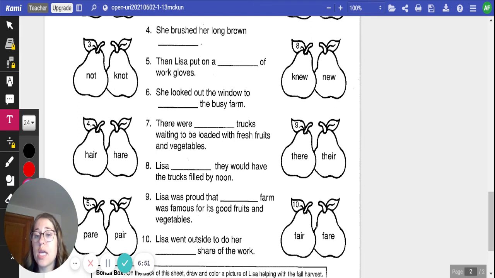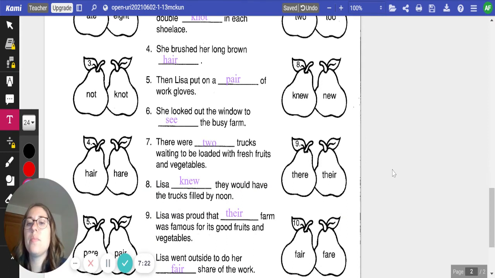Number 6, she looked out the window to the busy farm. Number 7, there were blank trucks waiting to be loaded with fresh fruits and vegetables. Number 8, Lisa blank, they would have the trucks filled by noon. Number 9, Lisa was proud that blank farm was famous for its good fruits and vegetables. And number 10, Lisa went outside to do her blank share of the work. Go ahead and get 4 through 10 written down and click play when you're ready to check them.